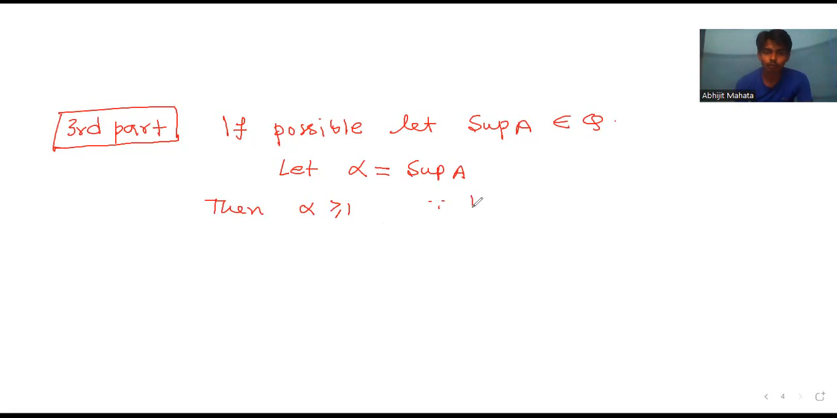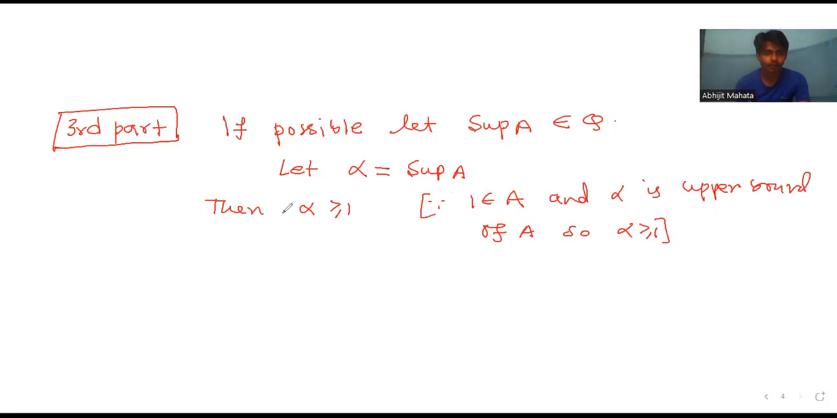Why? Since 1 belongs to the set A, and alpha is an upper bound of A, as the supremum means the least upper bound of A. So alpha is greater than or equal to 1. This is very important, alpha greater than or equal to 1. I'm going to use this in some places, right?